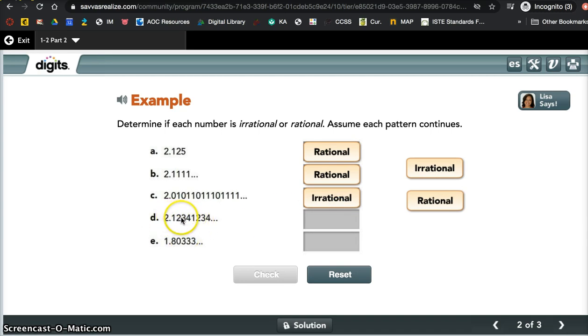This one is 2.12341234. It's repeating in a pattern, and if we were to draw a repeat bar, we would draw it over the 1, 2, 3, 4, so that's rational. And then this one is 1.803333, and the 3's repeat and keep going. So because the 3's keep going in a pattern, that is also rational.